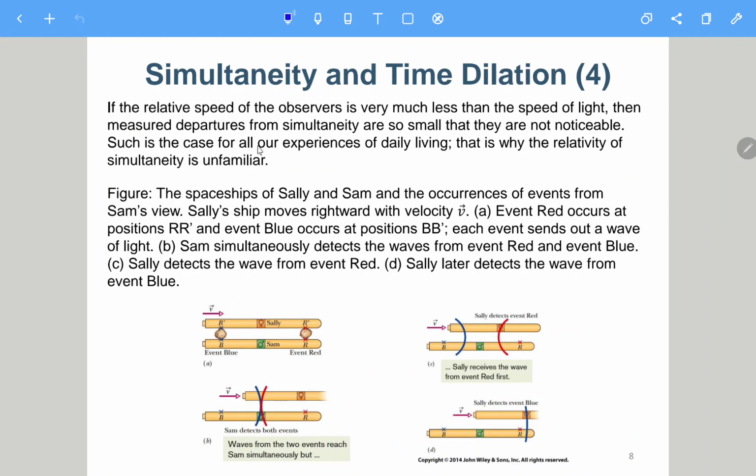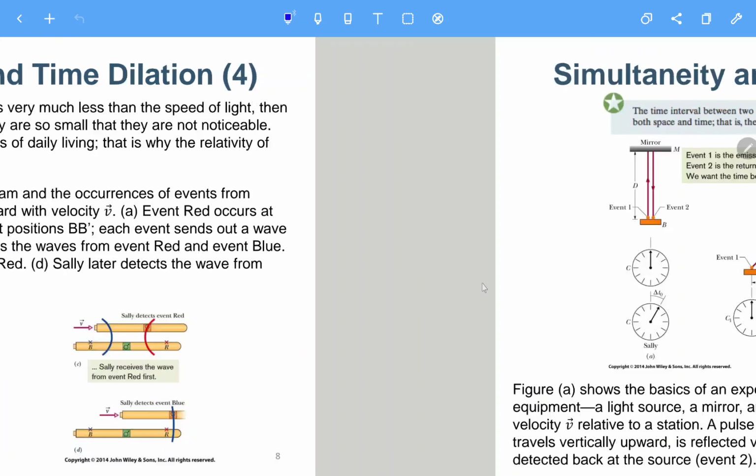Okay, so if the relative speed of the observer is much less than the speed of light, then measured departures from simultaneity are so small that they are not noticeable, because in classical physics, all things move very slowly. The speed of light is much faster than any velocity we are concerned with, so it doesn't really matter. That is why relative simultaneity is unfamiliar in our daily life experience, because we seldom face this type of event, which is at a very large scale or moving very fast.